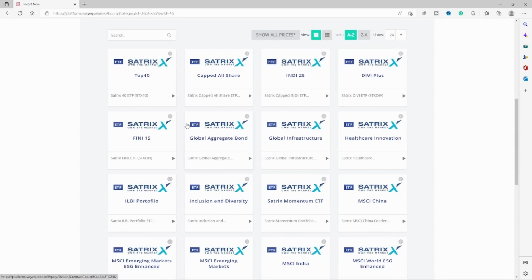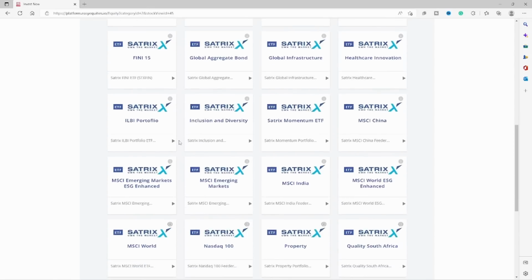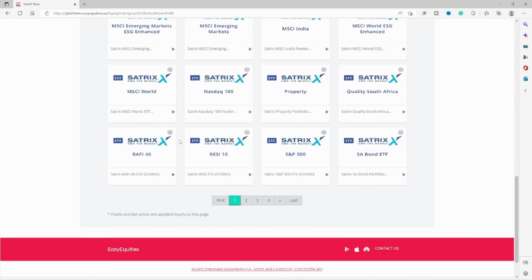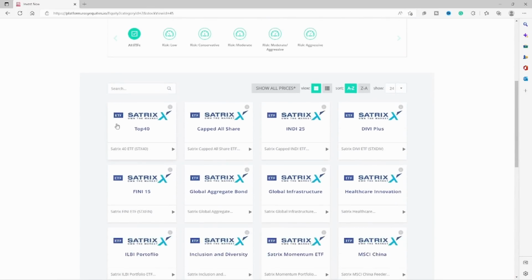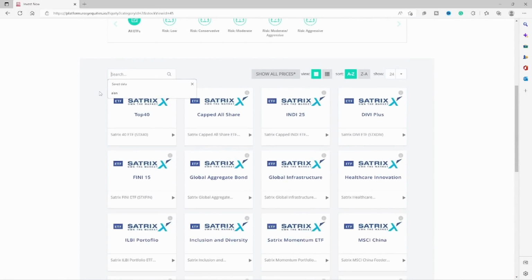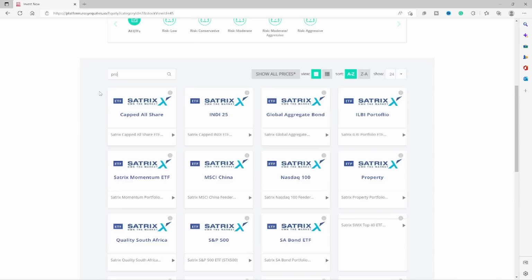Then after that, we're going to look for ETFs that are property ETFs. We're going to look for a property ETF. As you can see, Satrix is one of the good ETFs in South Africa, and they have a property ETF. So since we are not sure, let's look at property.